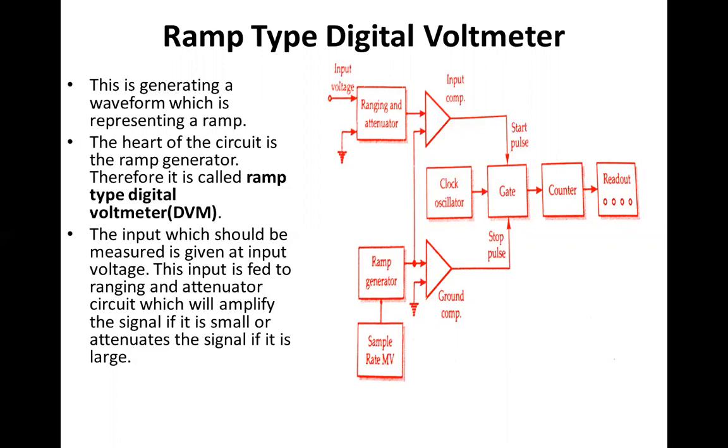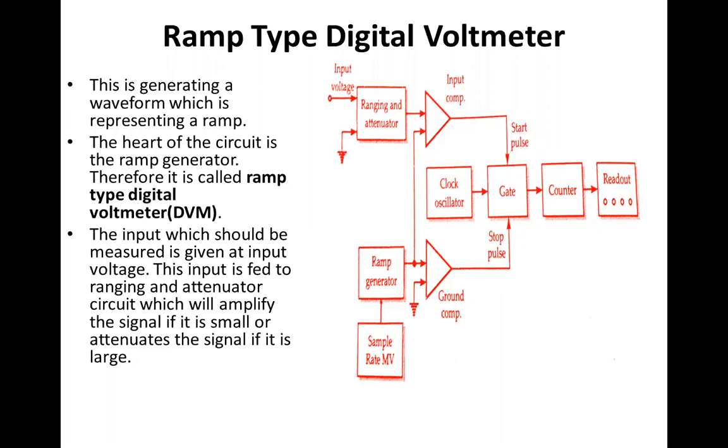This is given to an input comparator, which will compare two signals and generate the output. One input to the input comparator is from the input voltage and another input is from the ramp. This input voltage and ramp signal are compared and output is given. If the ramp signal is more than input voltage, there will be no output. But if the input voltage is greater than the ramp signal, then a generation is there that will open the gate.